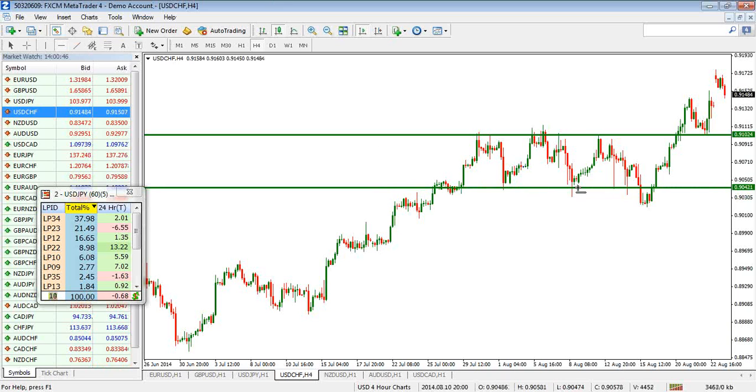If you connect the common support levels through here, there's a common support level you can find down in here at about the 90.40 level. This is on a 4-hour time frame. So if you're looking for the meat of the movement, that's about 60 pips.